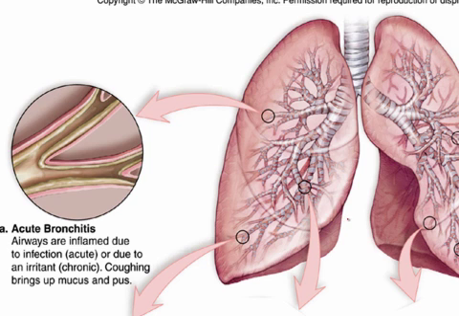Chronic bronchitis is a long-term inflammation. It is usually due to long-term exposure to pollutants or to cigarette smoke. So chronic bronchitis usually involves some type of degenerative changes in the bronchi, and so you have this long-term inflammation, accumulation of pus, mucus, and coughing.